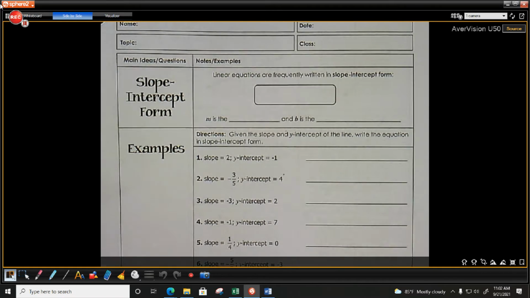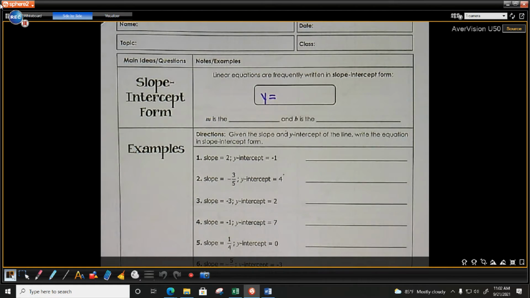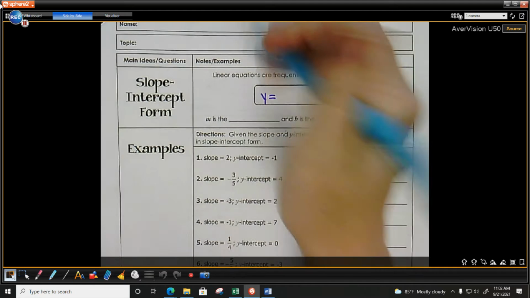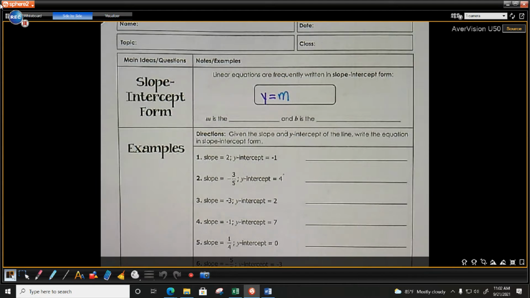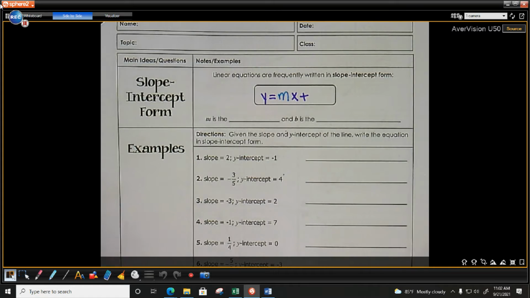Okay, so the first thing we're going to look at is slope-intercept form. Does anybody remember slope-intercept form from last year? Y equals mx plus b. Great job.